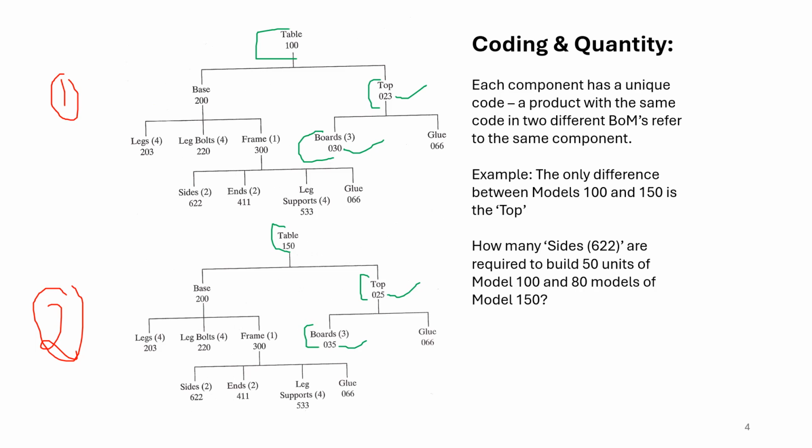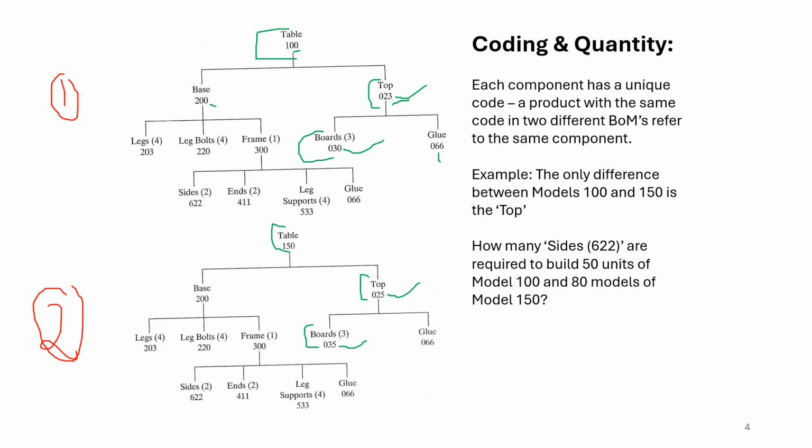And let's look at this example over here on the top. So the table has a code number of 100. The base has a code number of 200. The top has a code number of 023. And similarly, the glue is a part which has a code number of 066 and so on. So while the designers or engineers make or design the part, they give part and assembly numbers to each individual component, and that's what is reflected in a BOM. This makes sure that we are talking about the right product in any particular BOM.